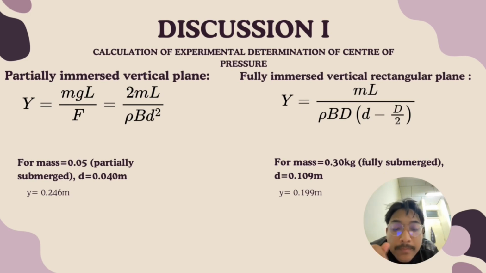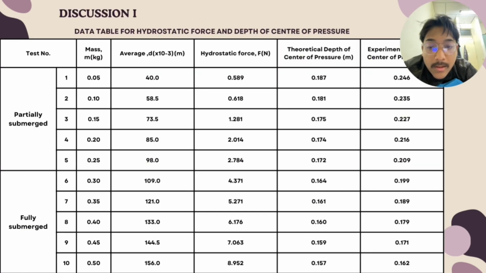Okay, so this is the data table for hydrostatic force and depth of center of pressure. As you can see, we have the hydrostatic force F in N, theoretical depth of center of pressure, and experimental depth of center of pressure in unit m. So we have the partially submerged and fully submerged data.